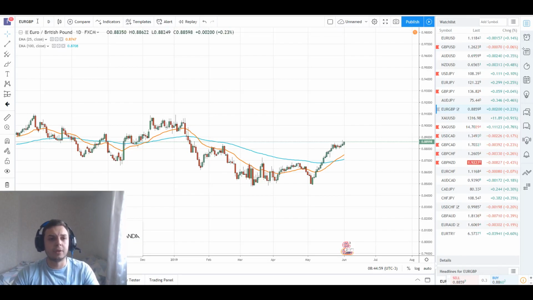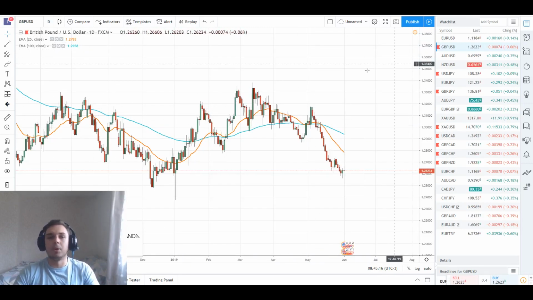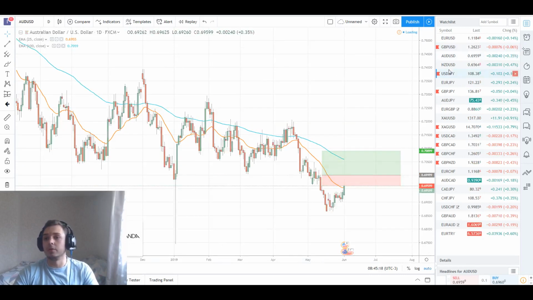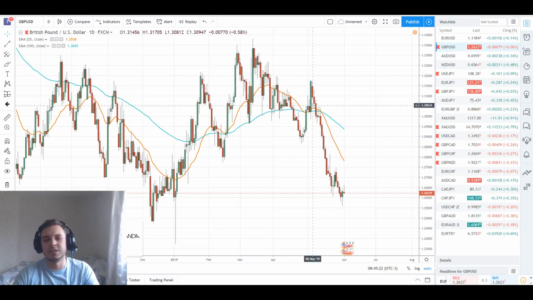So let's just put something in as an example as well. GBP USD, as you can see, all of these EMAs that you set up, you can then switch through the pairs, and all of them are gonna be saved. So it just saves you time, and it's so much better.